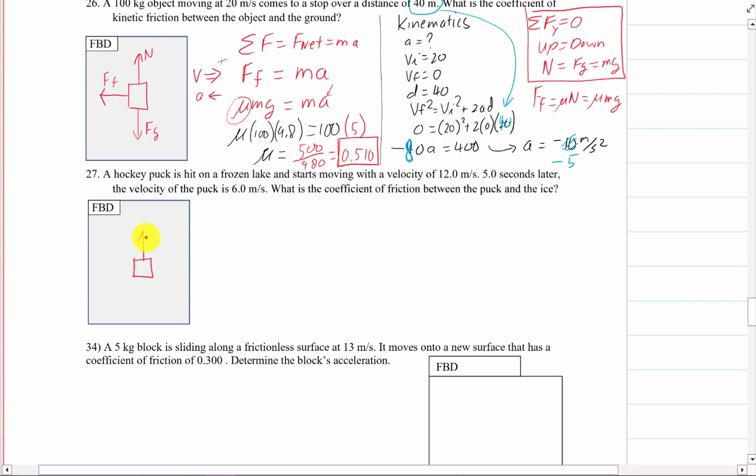There's the hockey puck and free body diagram: normal, force of gravity, there's a frictional force, and it's moving this way, velocity, but its acceleration is this way. There is no force here. Don't draw a line here. That's not supposed to be there. There is no force to the right. It's moving to the right. It doesn't need a force to move it to the right to keep it moving at 12.